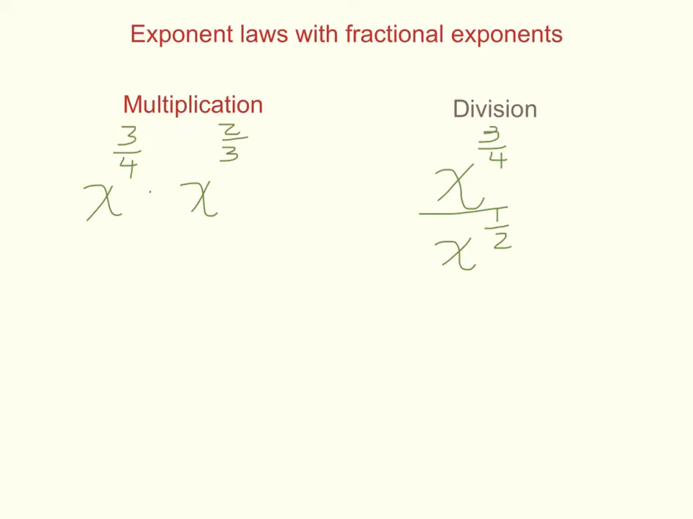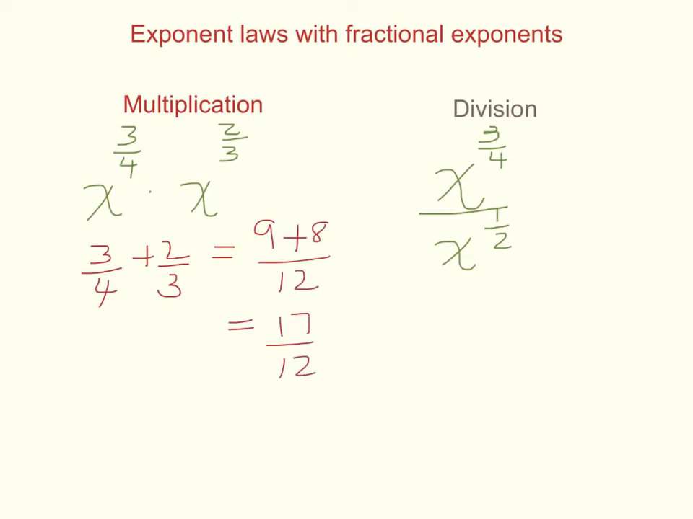Let's look at exponent laws with fractional exponents. So looking at the first question, multiplication rule: when we have exponents of the same base and we're multiplying, we add the exponents. So in this case, we would have to do 3/4 plus 2/3. Find a common denominator, which would be 12. It would be 9 plus 8 over 12, which is 17 over 12. So our new product would be x to the 17 over 12.